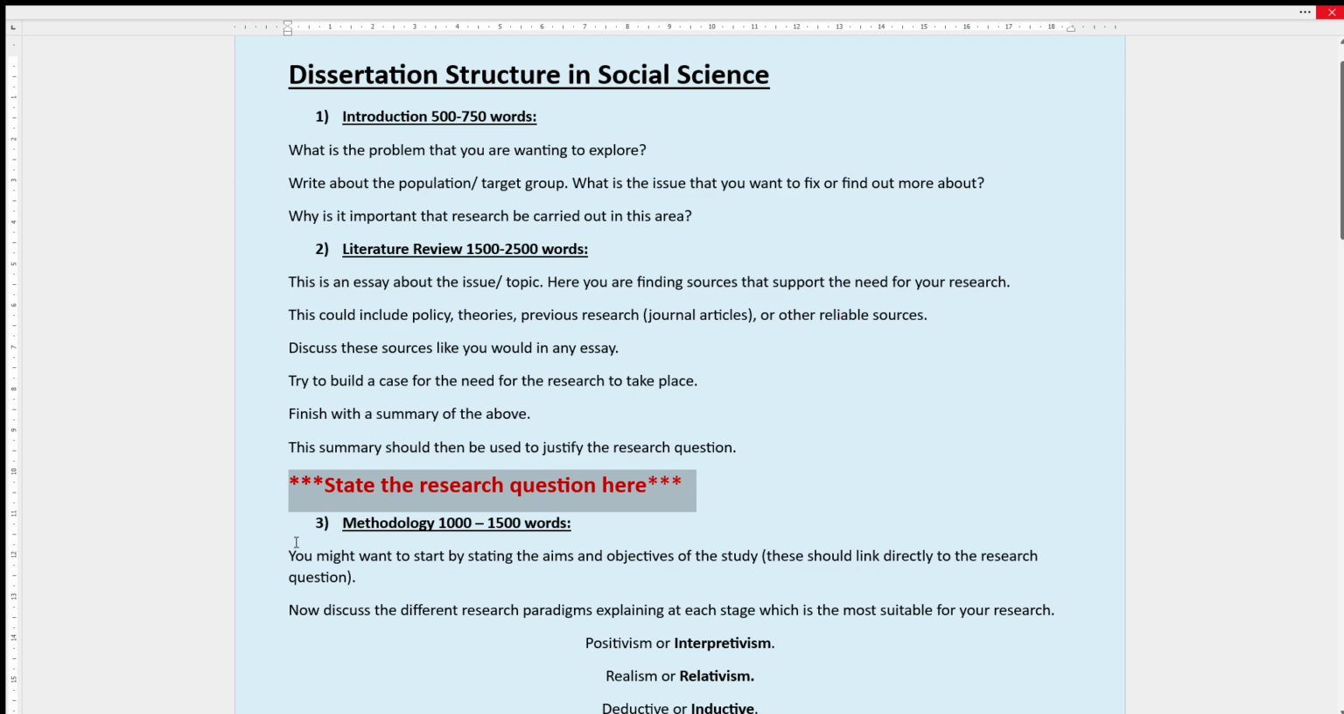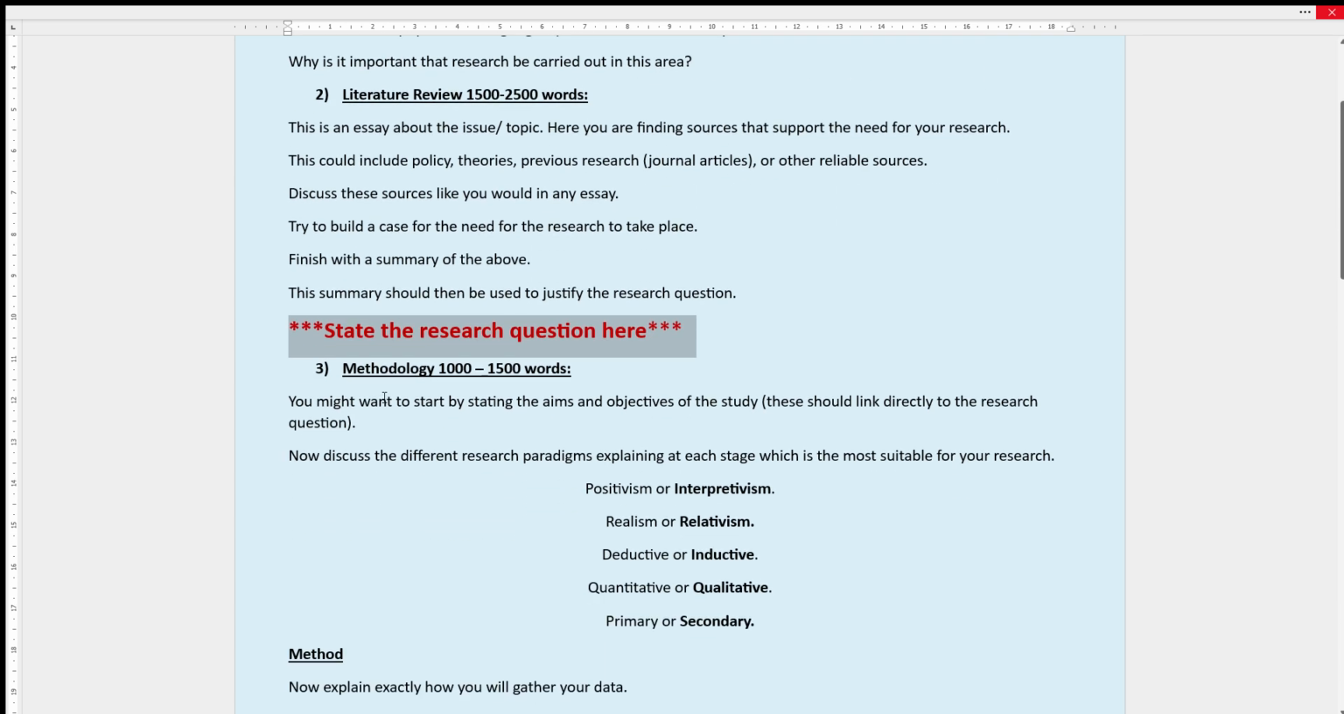Some guides, sometimes they'll put it right at the beginning of the methodology. That's fine, however perhaps your teachers and lecturers want you to put it somewhere else, but that's where I put it, at the end of the literature review. In the methodology, you may want to state some aims and objectives, but they shouldn't just be broad aims and objectives about what you're doing. They should be very much related to the research question.